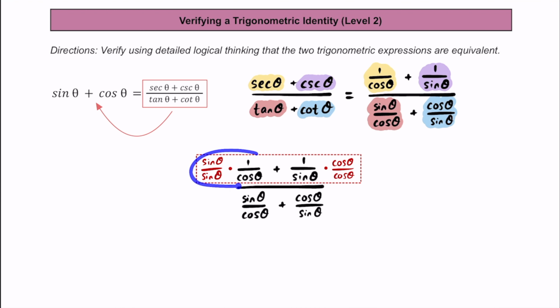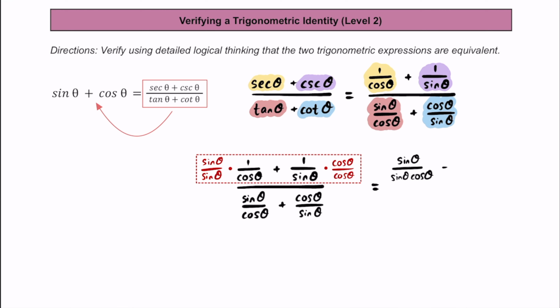So multiplying these two pieces together here, sine of theta times 1 is going to be sine of theta, and in the denominator it's going to be sine of theta times cosine of theta. So I'm going to rewrite this. This is going to be sine of theta over sine of theta cosine of theta. Okay, that's that first piece there. And then when we multiply over here, that's going to be 1 times cosine of theta over sine of theta times cosine of theta.